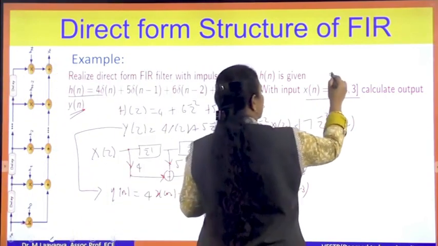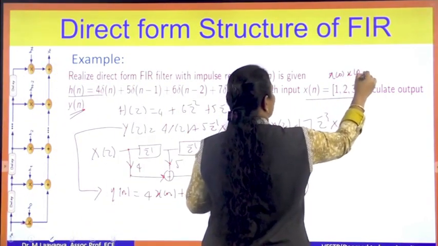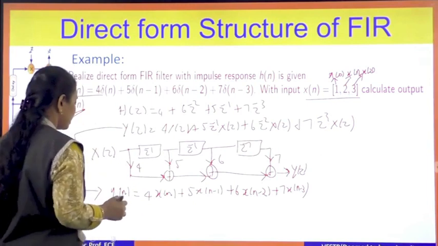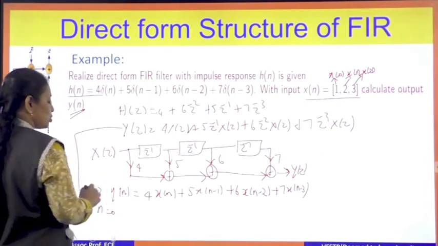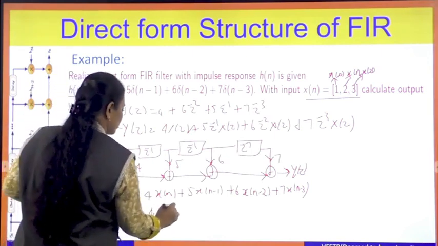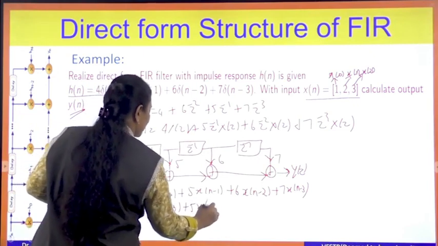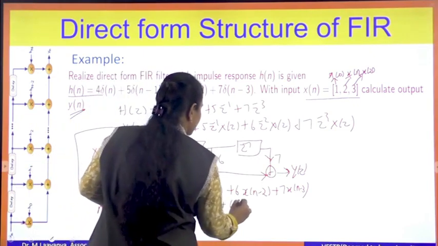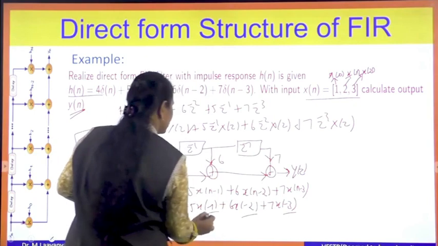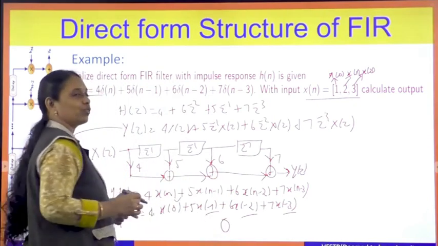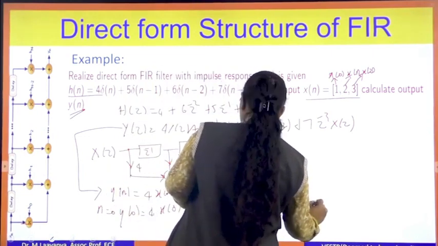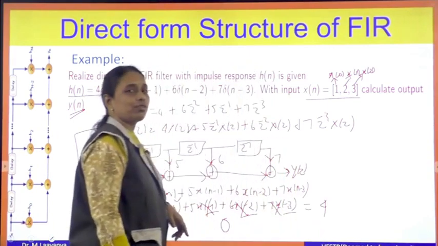What is the meaning of this? It is x of 0th value, x of first value, and x of second value. So this is the meaning of this. Let us substitute this. For that, let me substitute n equal to 0. So y of 0 is equal to 4 x of 0 plus 5 x of minus 1 plus 6 x of minus 2 plus 7 x of minus 3. But all these values are 0. Only x of 0 we know, and that is 1. So everything is cancelled and it will be equal to 4. So y of 0th value is 4.